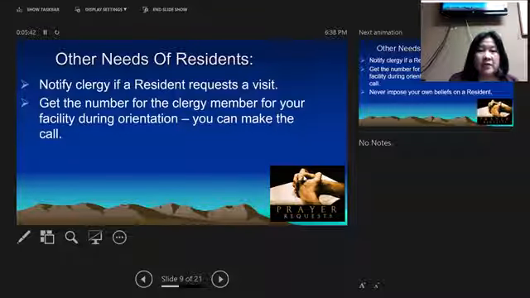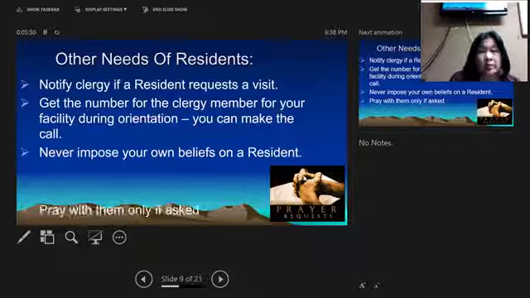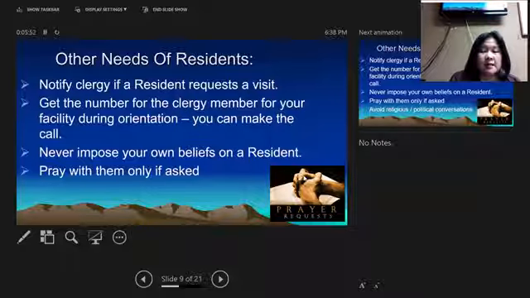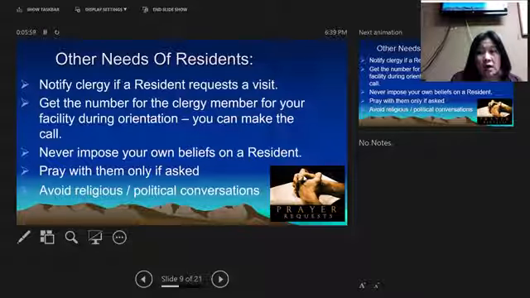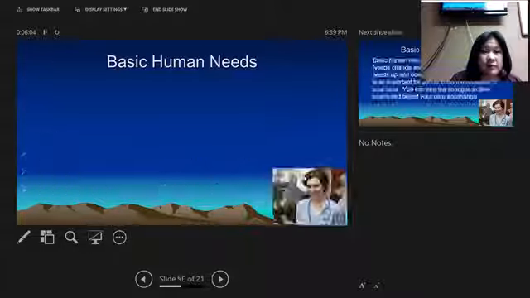Here it is about notifying the clergy. Get the number for the clergy member. During orientation, you can call the clergy member and tell them that the patient would like a visit. But never impose your own beliefs upon the resident. If you feel comfortable with them and they ask you, you can pray with them. You can also refuse. You need to avoid initiating your religious or political conversations. Okay, stay away from those.